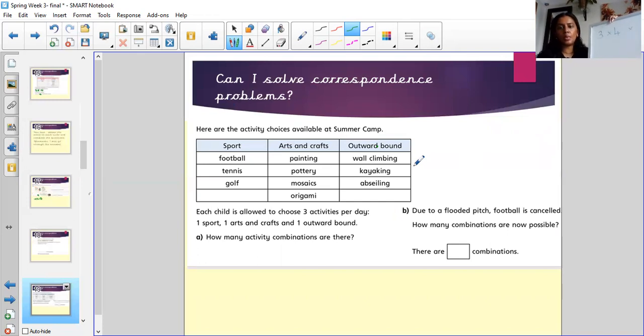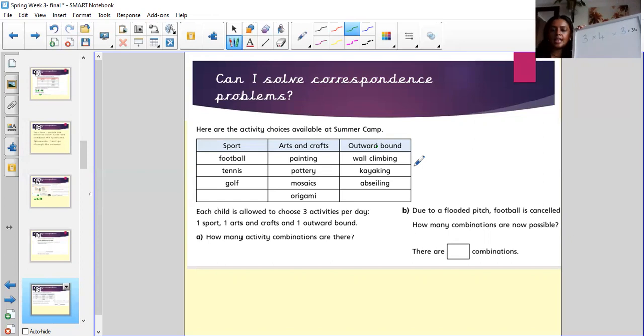And how many do we have in outward bound? Wall climbing, kayaking, abseiling. We have 3. So essentially, what you're actually doing is 3 times 4 times 3, which equals 36. So the amount of combinations you have is 36.